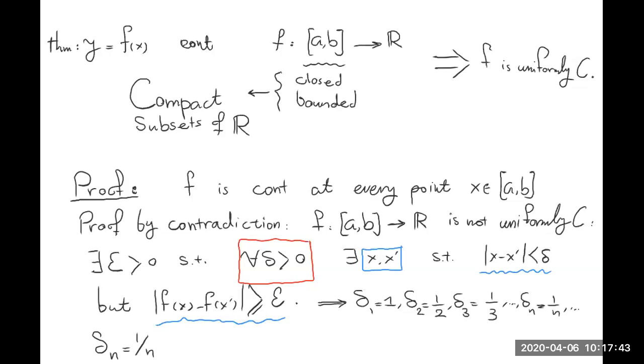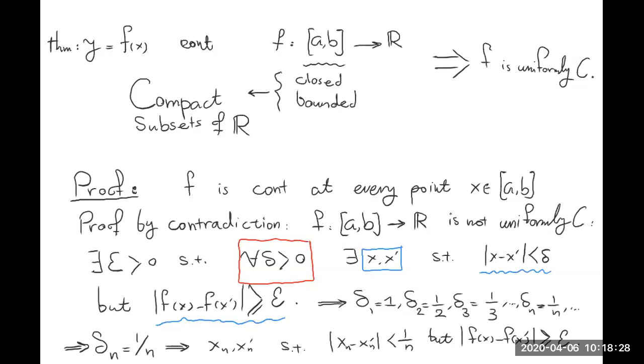When I choose delta n to be 1/n, this is a common theme in analysis proofs. When we can choose any delta, we start by choosing a sequence of numbers, for example 1, 1/2, 1/3, 1/4, etc. So we are taking delta n to be 1/n, and we end up with a sequence of points, because for each delta we get two points. For delta n, we get two points xn and xn prime, such that the difference between xn and xn prime is less than delta, which is 1/n here. But still, as the statement says, the absolute value of f of xn minus f of xn prime is greater than or equal to epsilon.